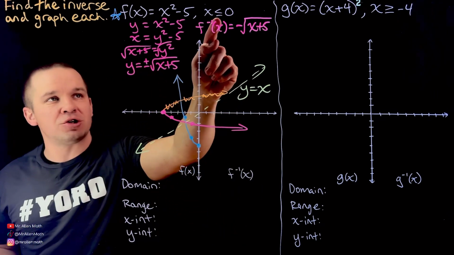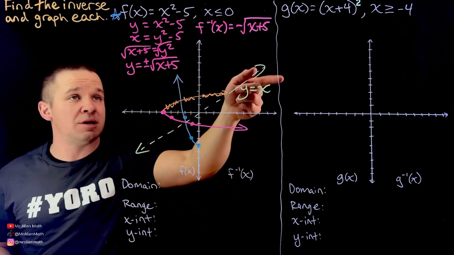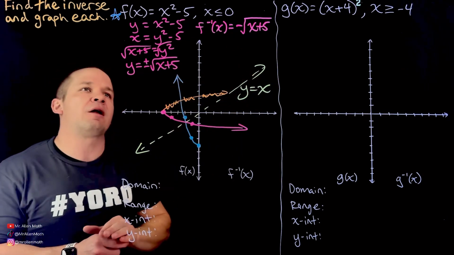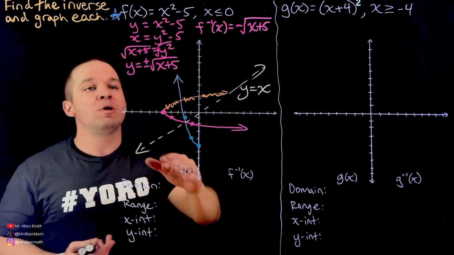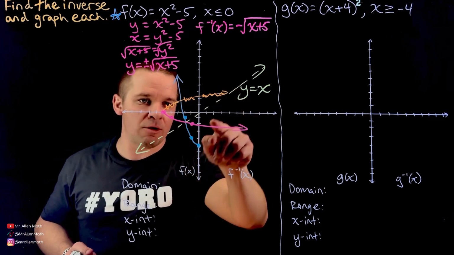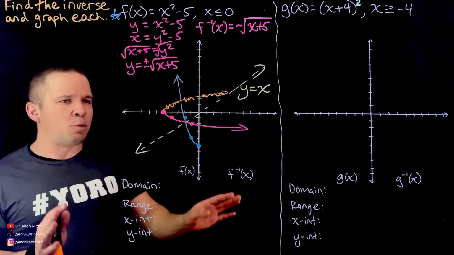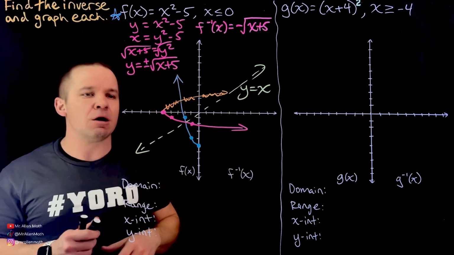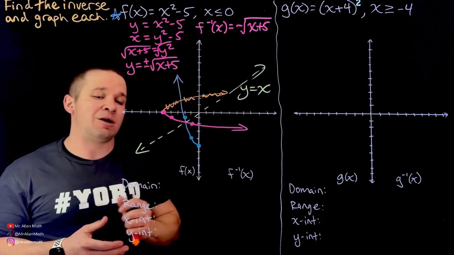Because of the restriction here, the domain restriction, x is less than or equal to 0, it is the negative version of that radical. Had it been greater than or equal to 0, we'd be dealing with the positive, and this blue guy would have been over here. All right, enough of these what ifs. I don't want to get too muddy here, but let's go into our domain, range, x and y intercepts.